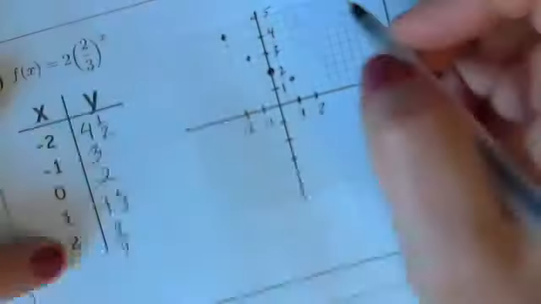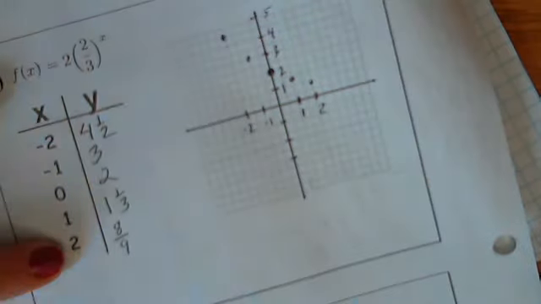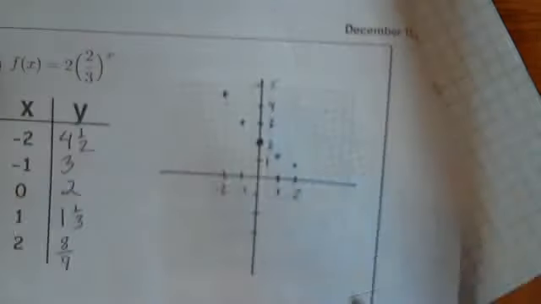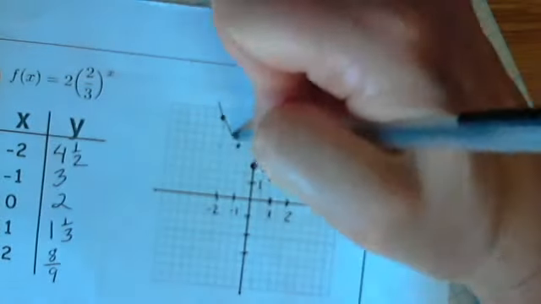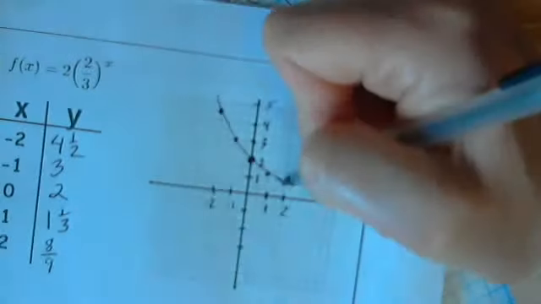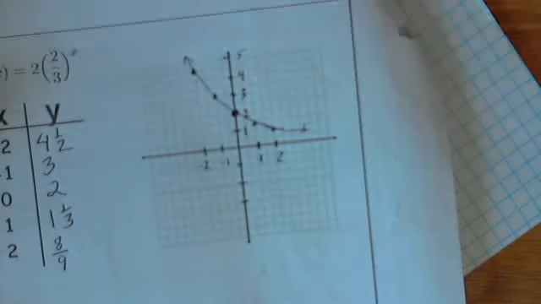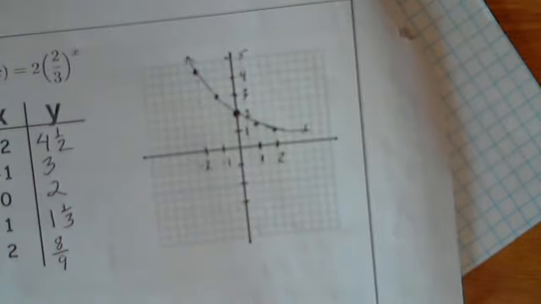Over 2, up 8/9. So over 2, not quite 1. So just below 1 there. And indeed it does start to curve, so that if I connect these dots with a nice flow, and this will probably keep going, and it'll probably never reach the x-axis. So it's just a very gentle curve. And that's that.